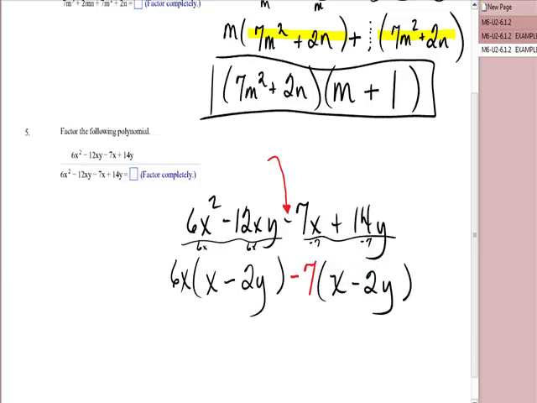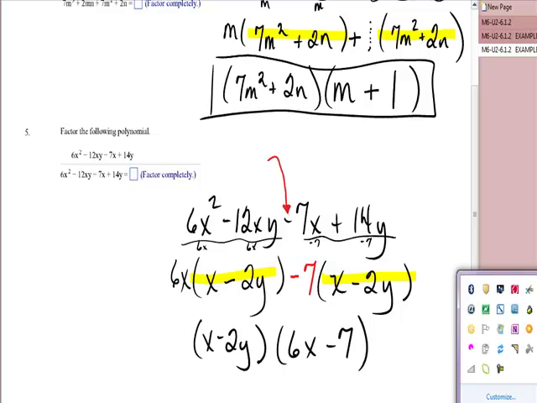But once again, it all works out great. The common binomial is x minus 2y, and the leftover factor is made up of 6x minus 7. So this problem showed you what to do when the leading term in the second group is negative. All right, so now you work on some of those.